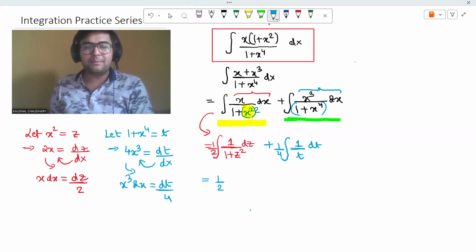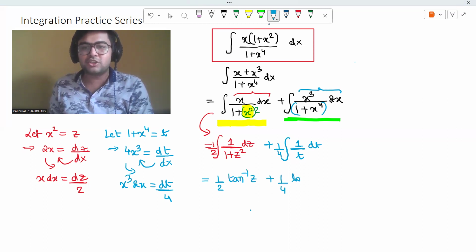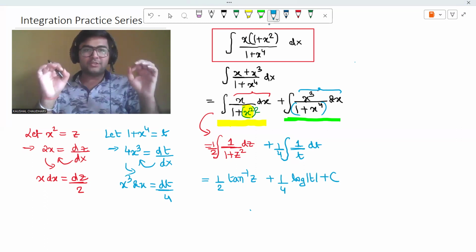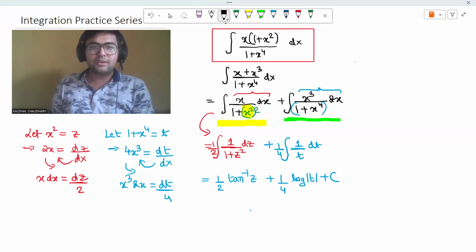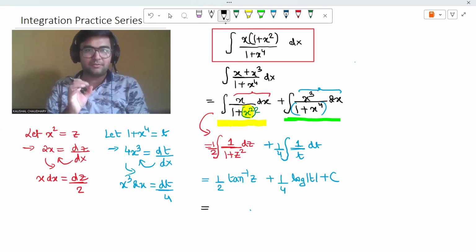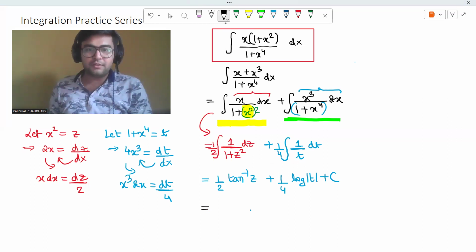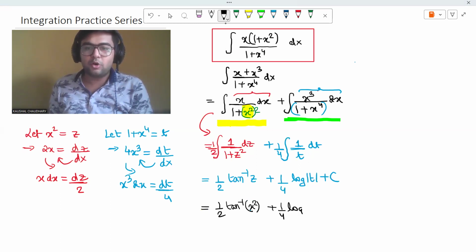integration of 1 upon 1 plus z square. That will give us tan inverse z, plus 1 by 4 times integration of 1 by t, that is log mod t. And finally, I will get plus c. C is the constant of integration. Okay. So let us resubstitute all the terms for z and t both. So we will get half tan inverse z, where z was x square, plus 1 upon 4 log mod t, where t was 1 plus x to the power 4, plus c.